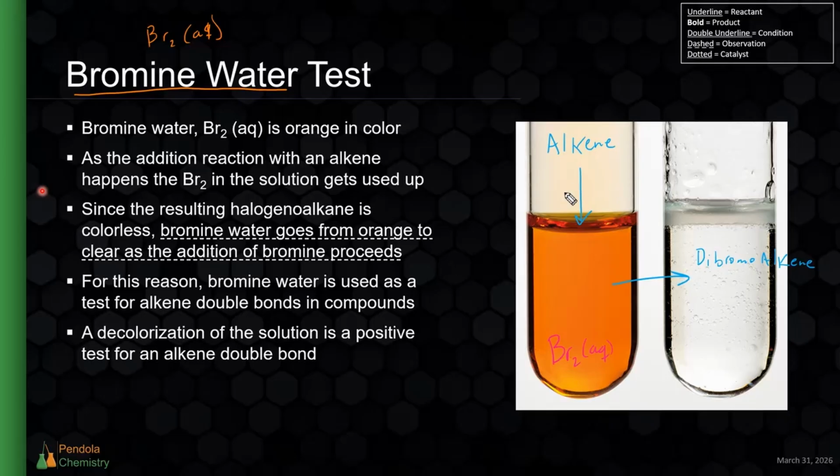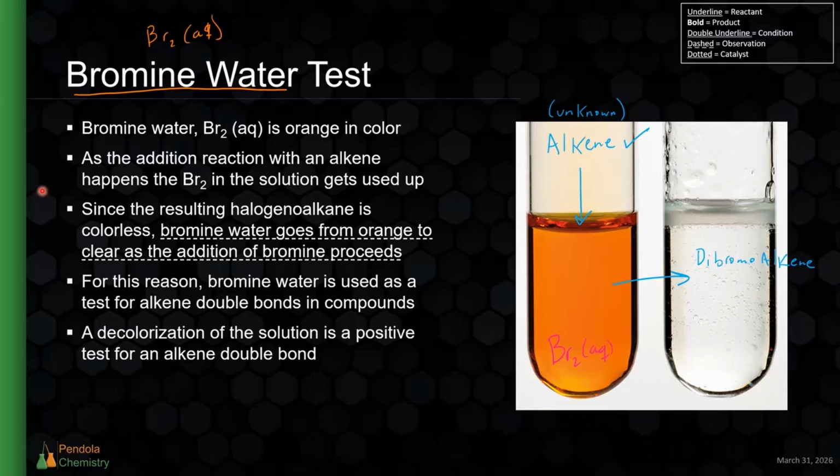So what happens? We can use this as a test for alkenes. If we add an unknown to aqueous bromine and it loses its color, we know that unknown was an alkene. Whereas if we add an unknown to aqueous bromine and it stays orange, then we know that that compound was not an alkene because the alkene would have reacted with the aqueous bromine. So this is an example of an observation, right? And this is an example of what we call a test.